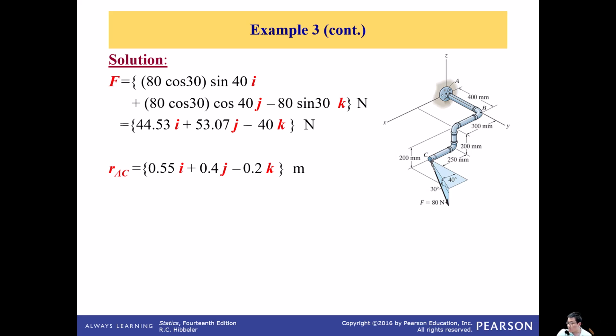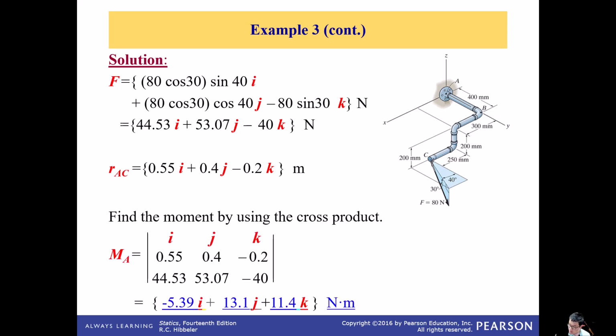And for the RAC, first you need to figure out the coordinates, and then you can calculate the RAC. So the cross product will be RAC cross product of the F. Here is the formula. And then after the calculation, it will be the final answer here. Okay.